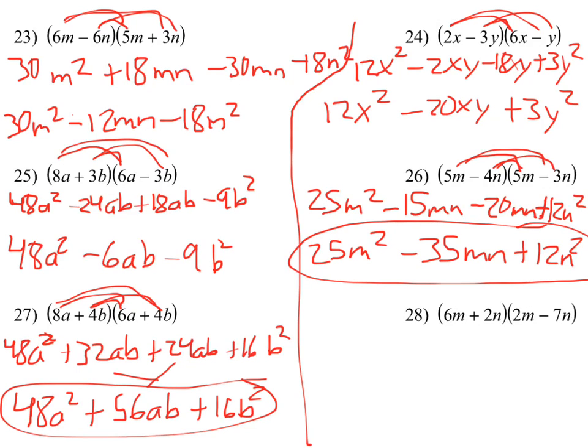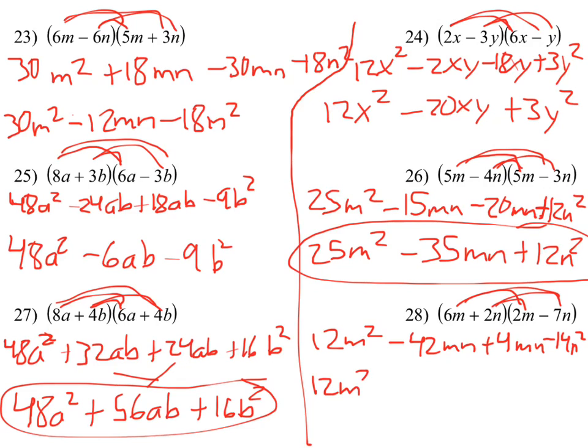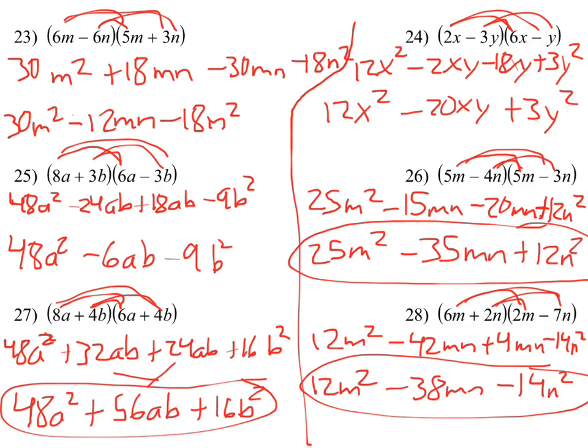Moving on to 28, you gotta do 6m times both of those, which will give you 12m squared, subtract 42mn, and then 2n times both of those, we'll get 4mn, and then negative 14n squared. And now you need to combine the like terms there in the middle. 12m squared still there. This time you'll have negative 38mn. And then subtract 14n squared on the end, and you get this guy.